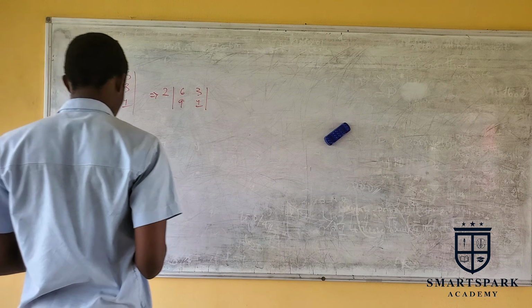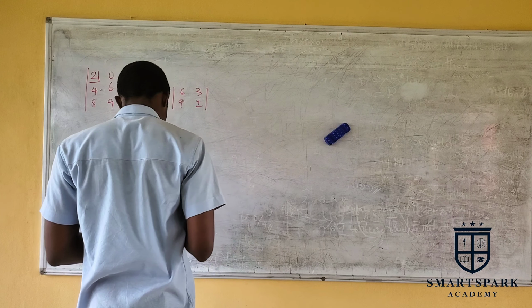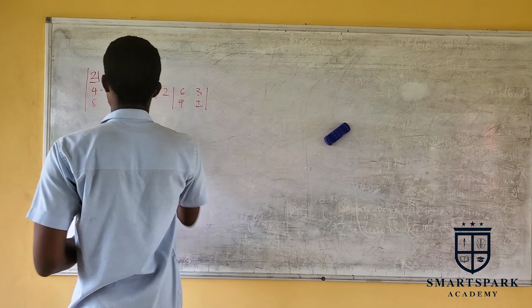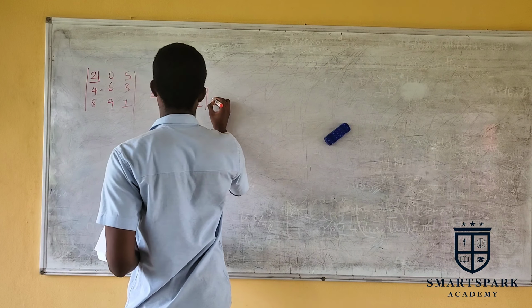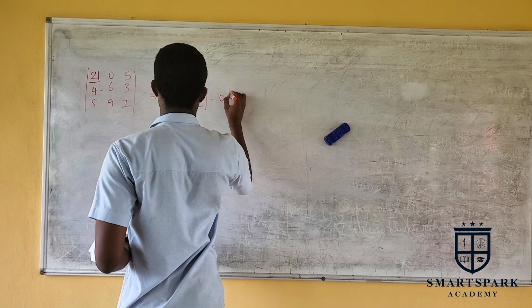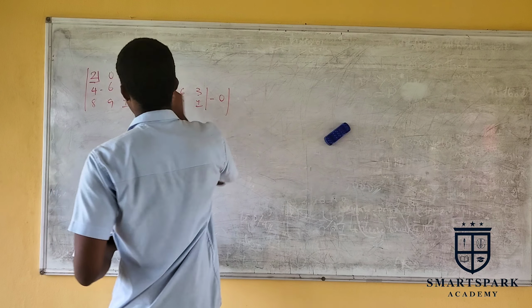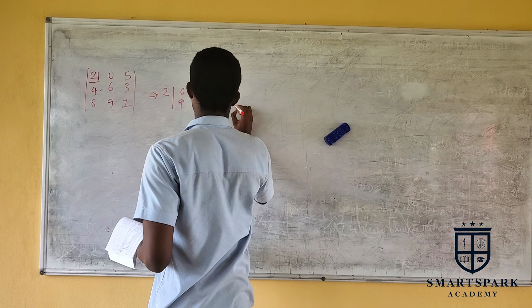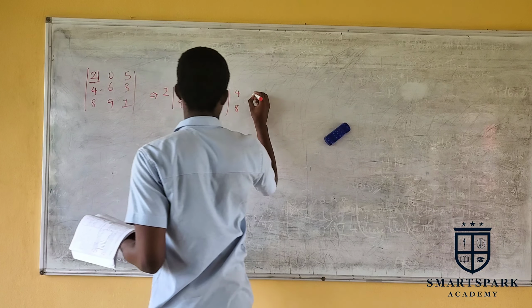Now this second element is going to be a minus. This minus 0. Any number that falls within its row and column, we are not taking. 4, 8, 3, 1.